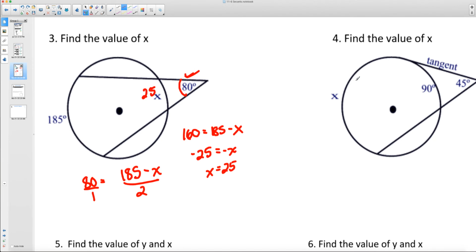Okay, our next one, we have the angle outside, it's 45 degrees, and that's going to equal the bigger arc, which we don't know is x, minus the smaller arc, and then divide by 2. So we get 90 equals x minus 90, add 90, so the missing arc has to be 180 degrees.